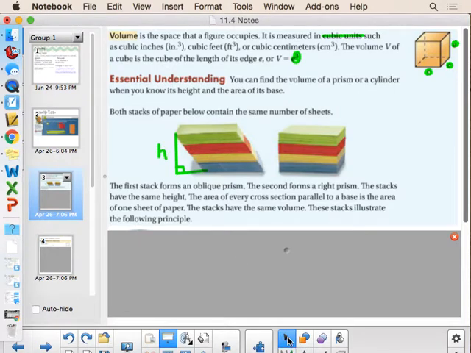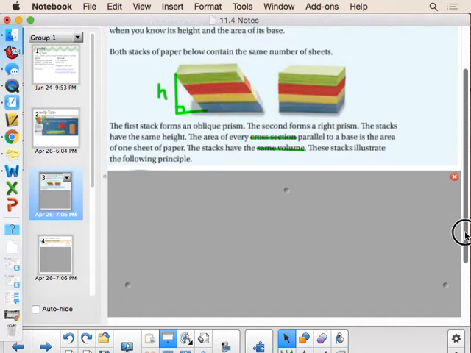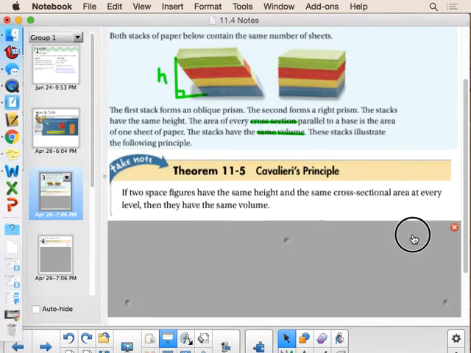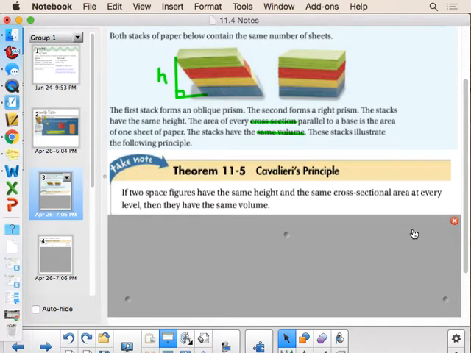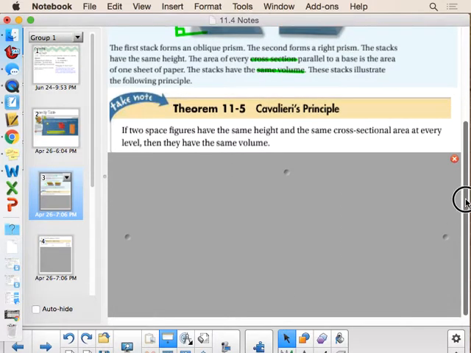The idea that I want to take away is because these stacks of Post-it notes are the exact same, they have the same height, and each of those Post-it notes has the same area, aka each cross section has the same area, then these stacks of Post-it notes are maintaining their volume. They have the same volume. What these Post-it notes are illustrating for me is called Cavalieri's principle. In Cavalieri's principle, what it says is if two space figures have the same height and have the same cross-sectional area at every level, for example, all those red Post-it notes at that level have the same cross-sectional area, then we can conclude that they have the same volume.